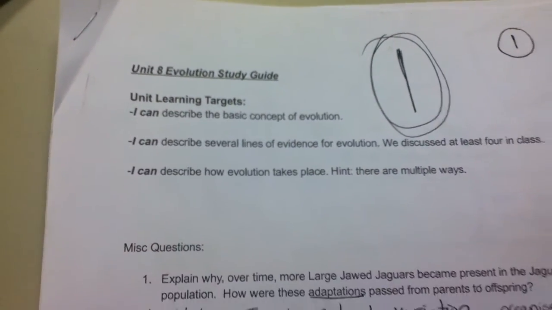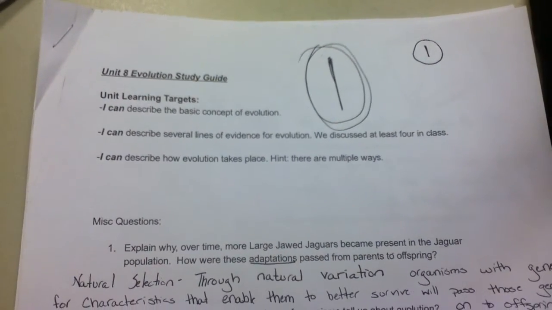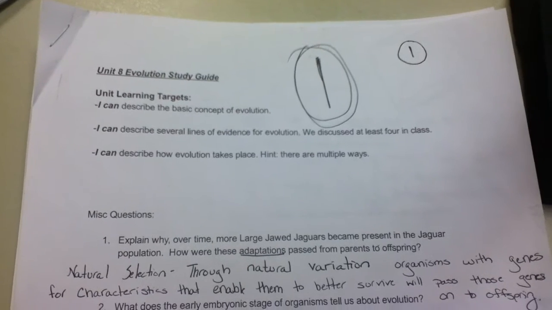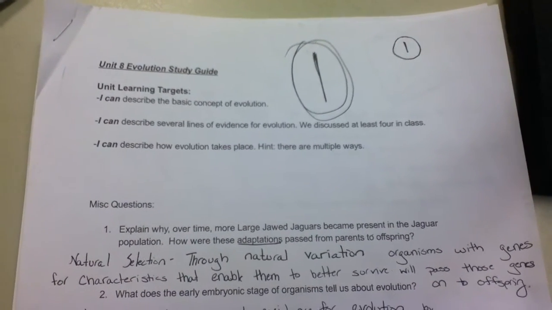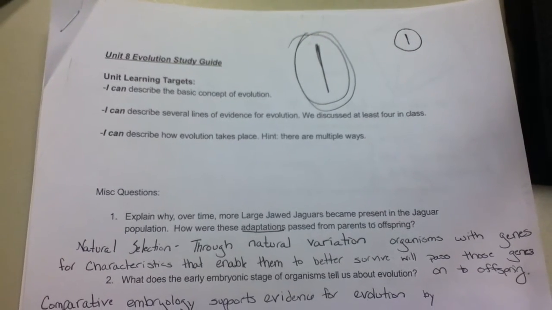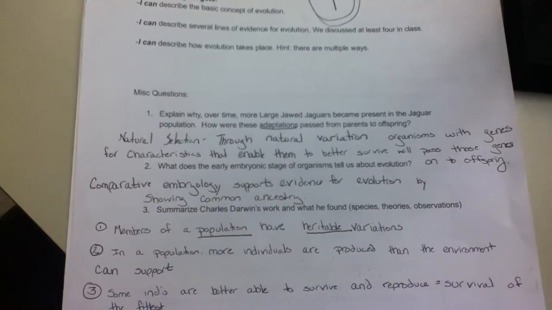Page 1 of your study guide for the Unit 8 evolution exam. Remember that your learning targets here were to be able to describe the basic concept of evolution, describe several lines of evidence for evolution, and how evolution takes place. So your mechanisms and your evidence, those are your two main ideas. Okay, so question number 1.